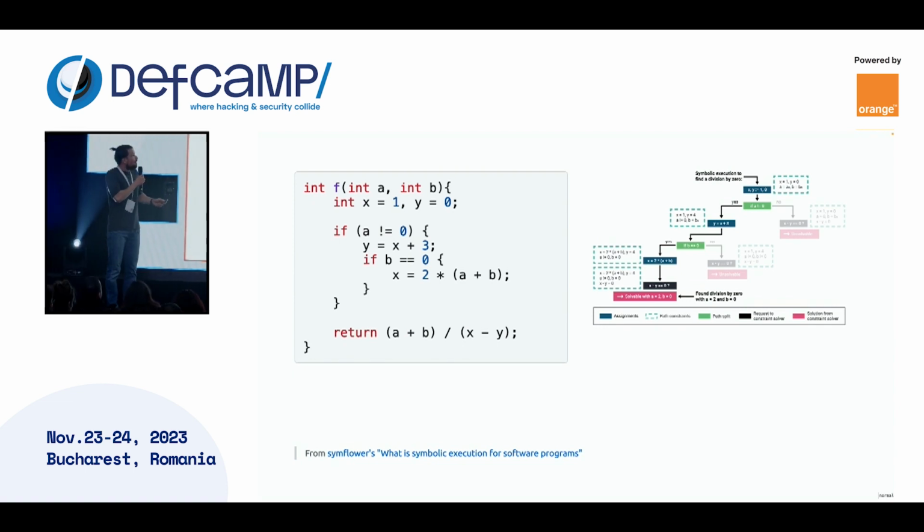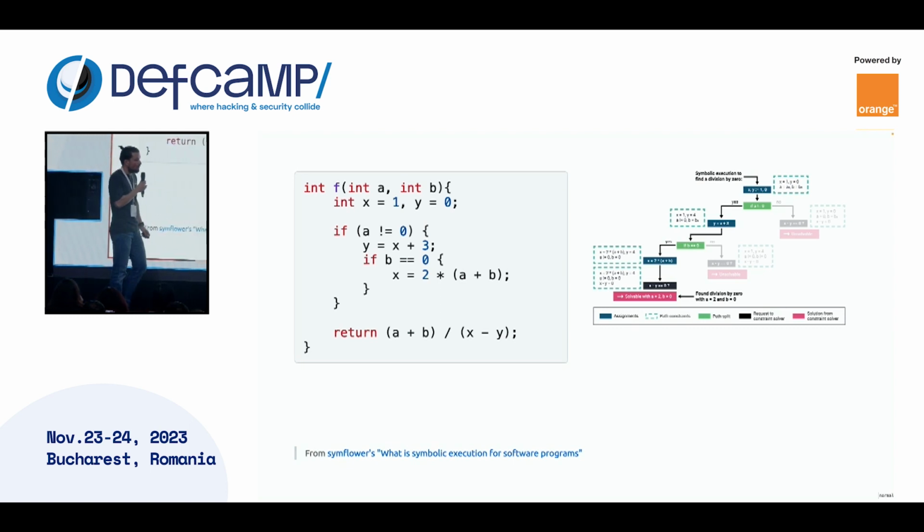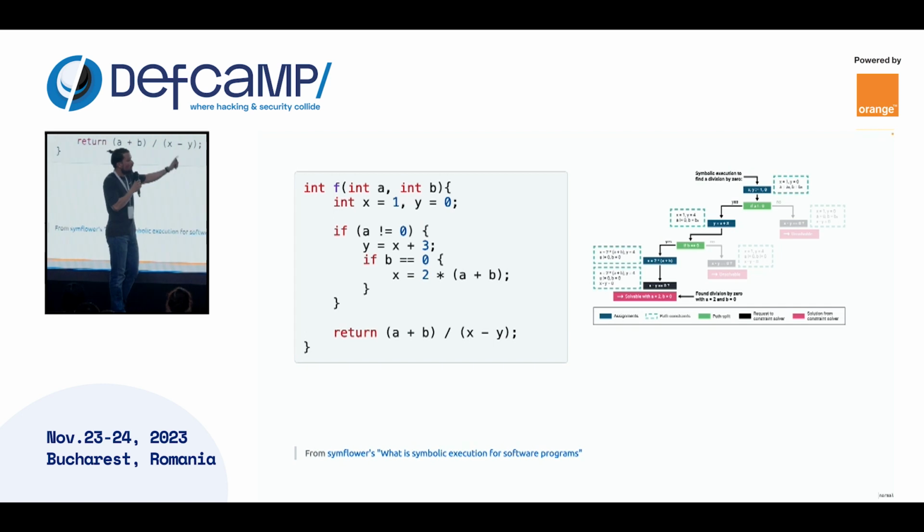Here is an example for a short C program, and on the right you can see the representation of that code. Namely, for each node you can see that there is a condition, and the program will try to match these conditions. For example, x minus y should be 0.